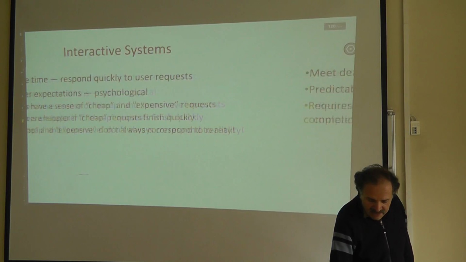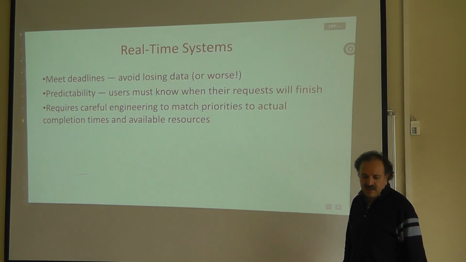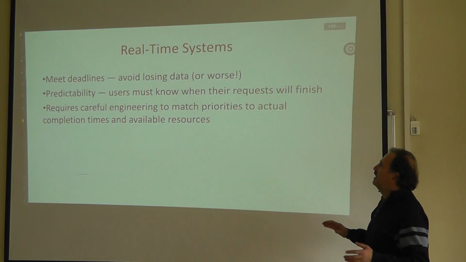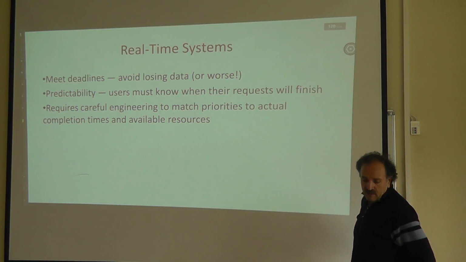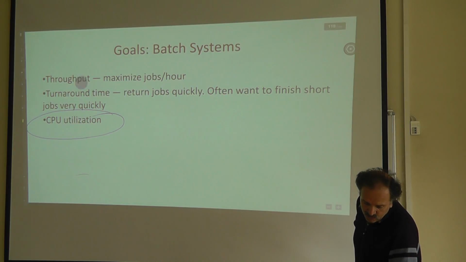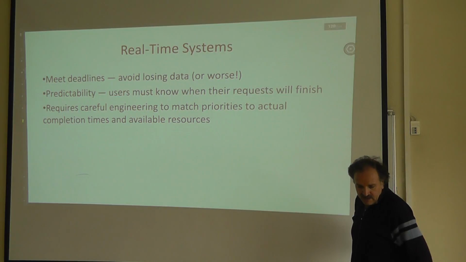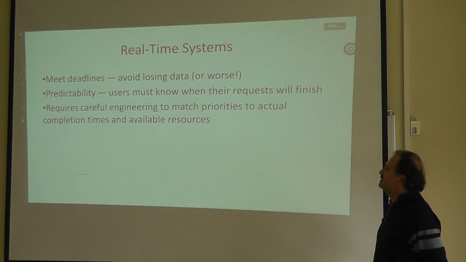Okay, these are interactive systems. How about the real-time systems? Goals of the real-time systems: meet deadlines. That's the main goal. In this case, it was the response time. In this case, this was throughput and turnaround time. But for the real-time systems, it is meeting the deadlines.